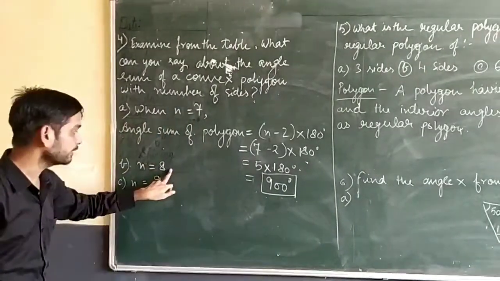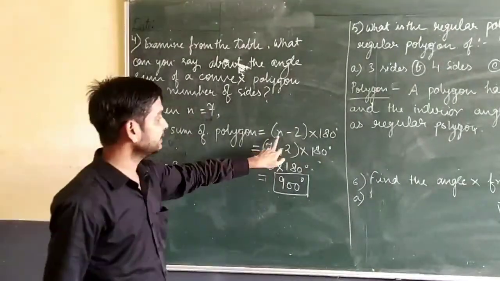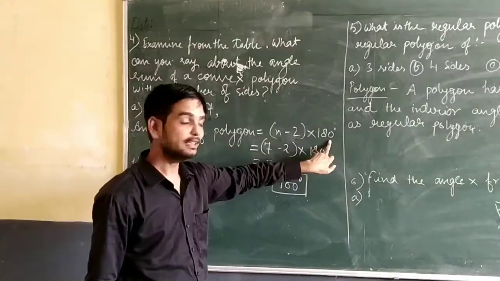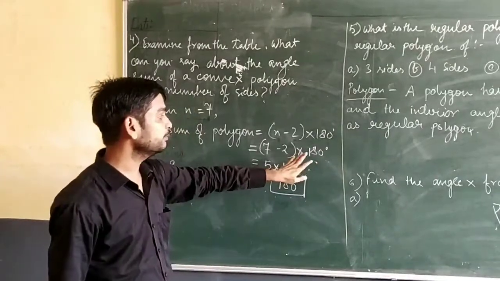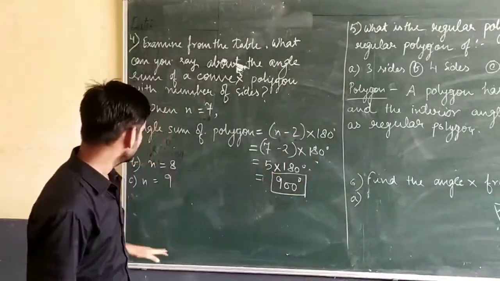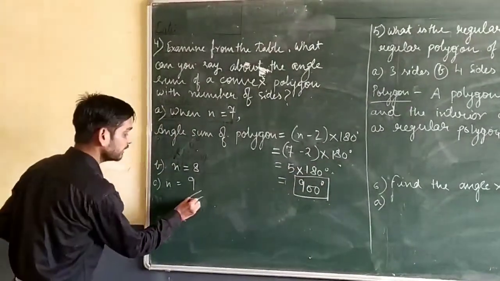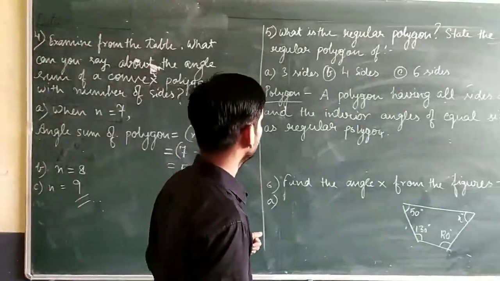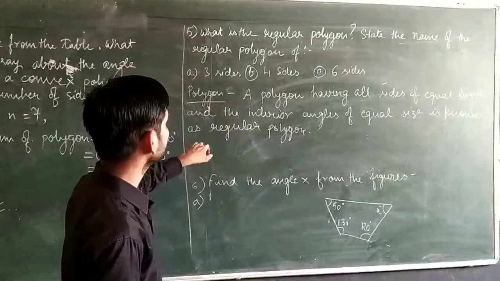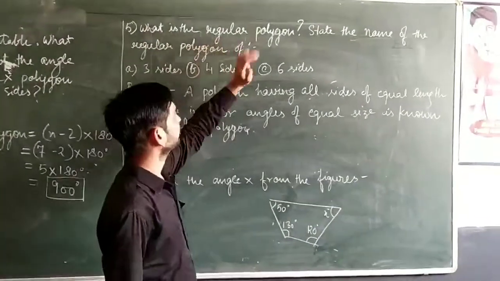Similarly, if you will put the value of 8 here, that means 8 minus 2 multiplies 180. That means 8 minus 2 means 6 multiply 180. Its value will be 1080. Similarly, students, try to put the n's value 90. Let's see the question number 5. The question number 5 is also very easy. What is the regular polygon?